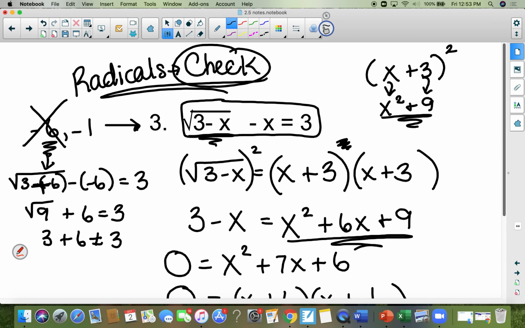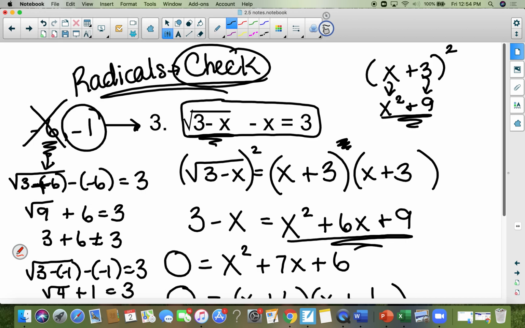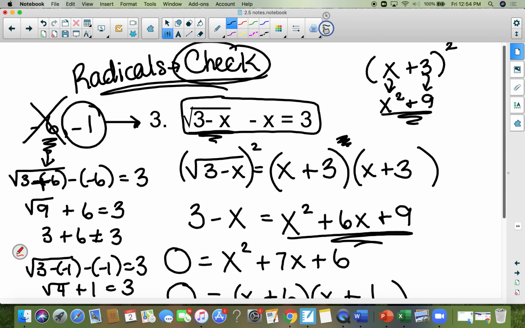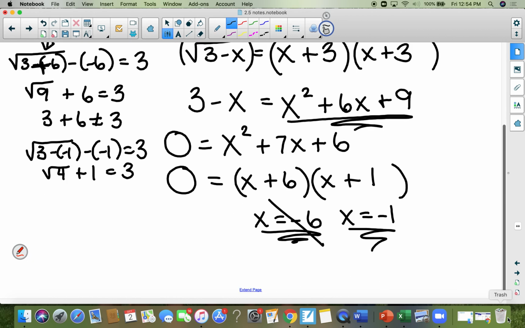Let's check the other one. The square root of 3 minus, in place of x, a -1, minus a -1 again, equals 3. This ends up being the square root of 4 plus 1 equals 3. The square root of 4 is 2, and 2 plus 1 equals 3. Yes, a -1 works into that radical. So the only answer to this problem is a -1, because I checked my work.